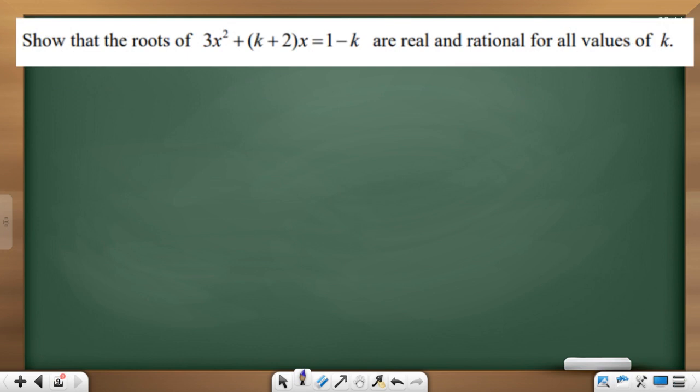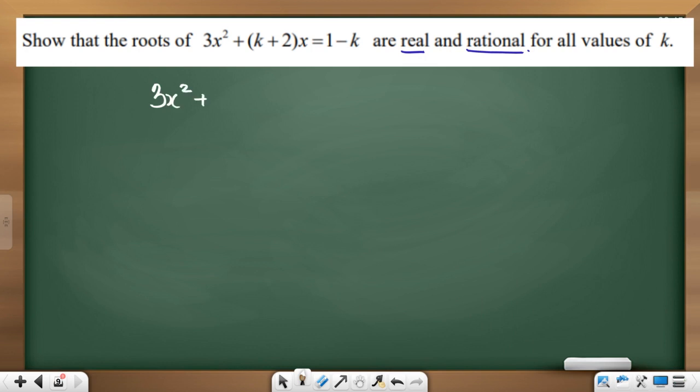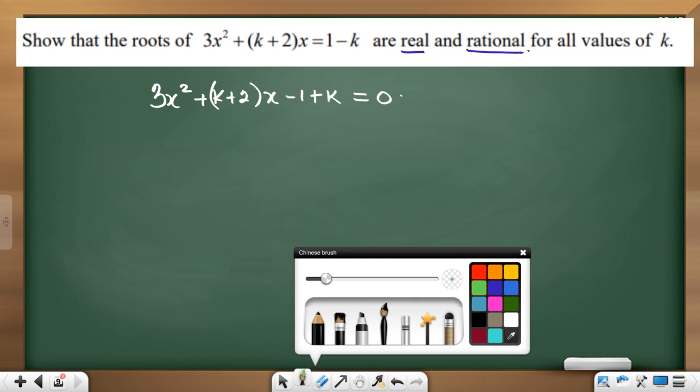Question 3, which is the last one. I'll do this one. Show that the roots of 3x squared plus (k plus 2)x minus (1 plus k) equals 0 are real and rational for all values of k. Since we're talking about nature of roots, we need our b squared minus 4ac. I'm going to use the zero factor rule. I hope that makes sense.